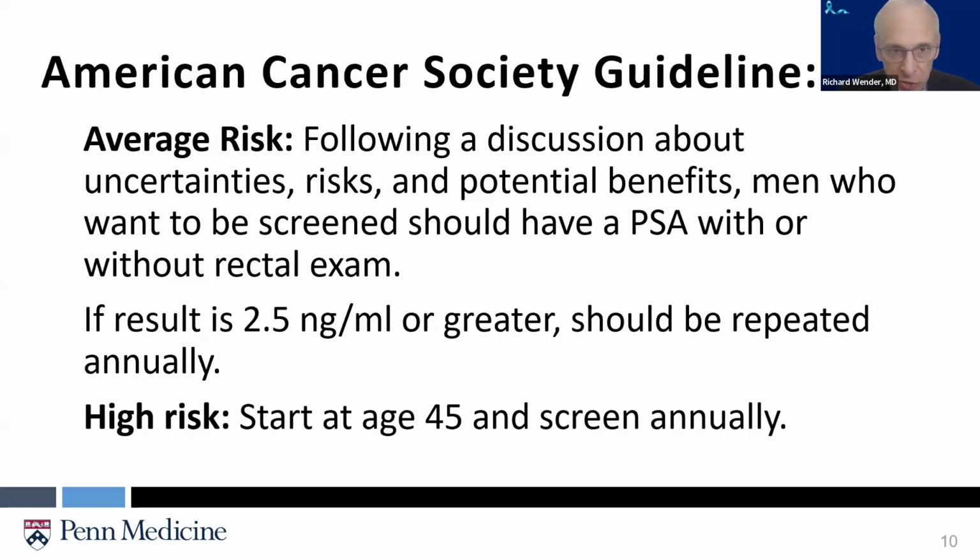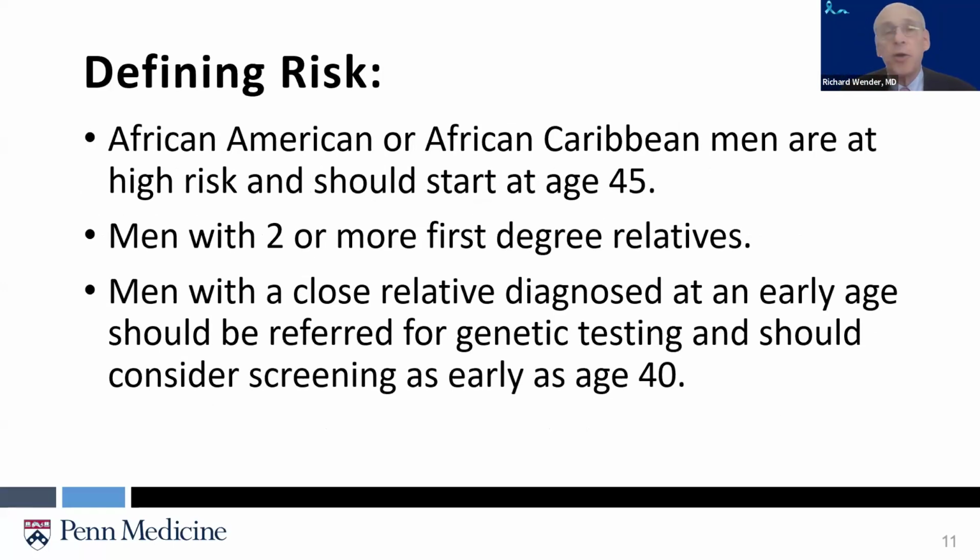The 2010 ACS guidelines start to outline how we should approach screening. For men at average risk, a discussion about uncertainties, risks, and potential benefits, so shared decision-making. And men who want to be screened should have a PSA with or without rectal exam. And rectal exam does not play a critical role in screening at this point. This has been mainly done with blood testing. If the result is over 2.5, it should be repeated annually. And if men are at high risk, they should start earlier and screen every year.